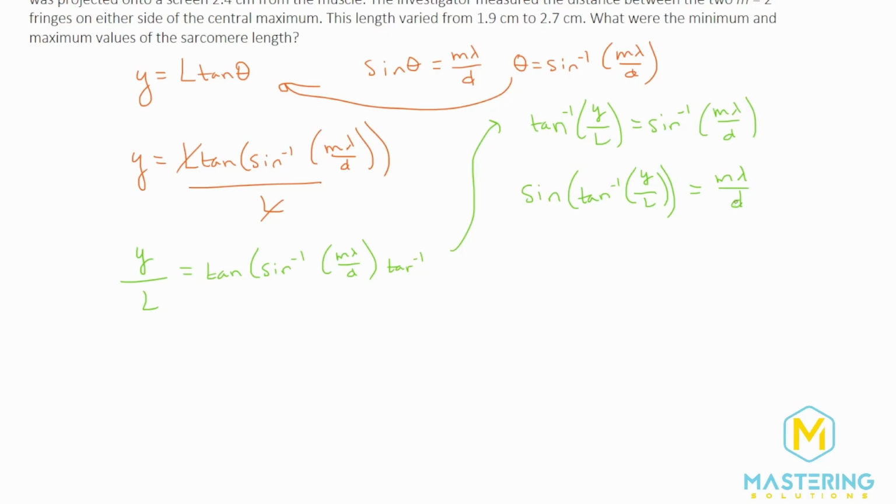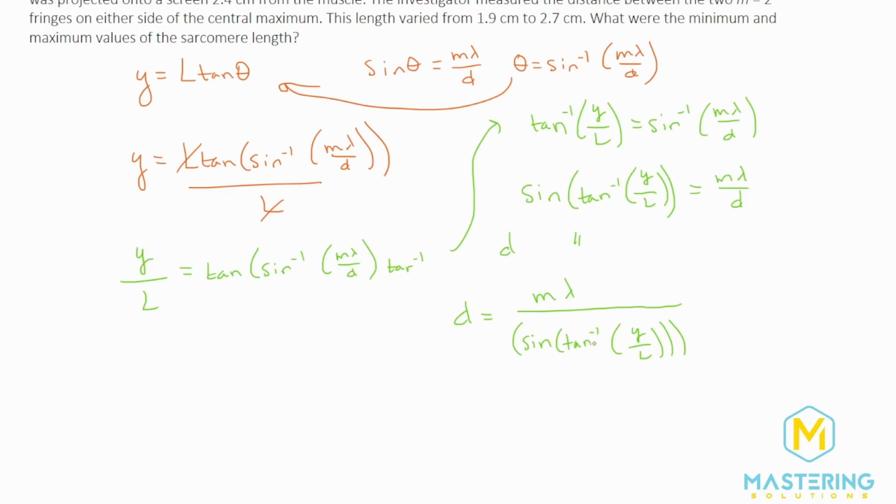And then now we can multiply both sides by d, and then we'll divide this back over. So we'll have d times all of this. I just don't want to rewrite it again. And then we'll divide that over here to the other side. So d is equal to m times lambda all divided by sine times the inverse tangent of y over L. Okay, so we made it. This is the final equation to solve for d.